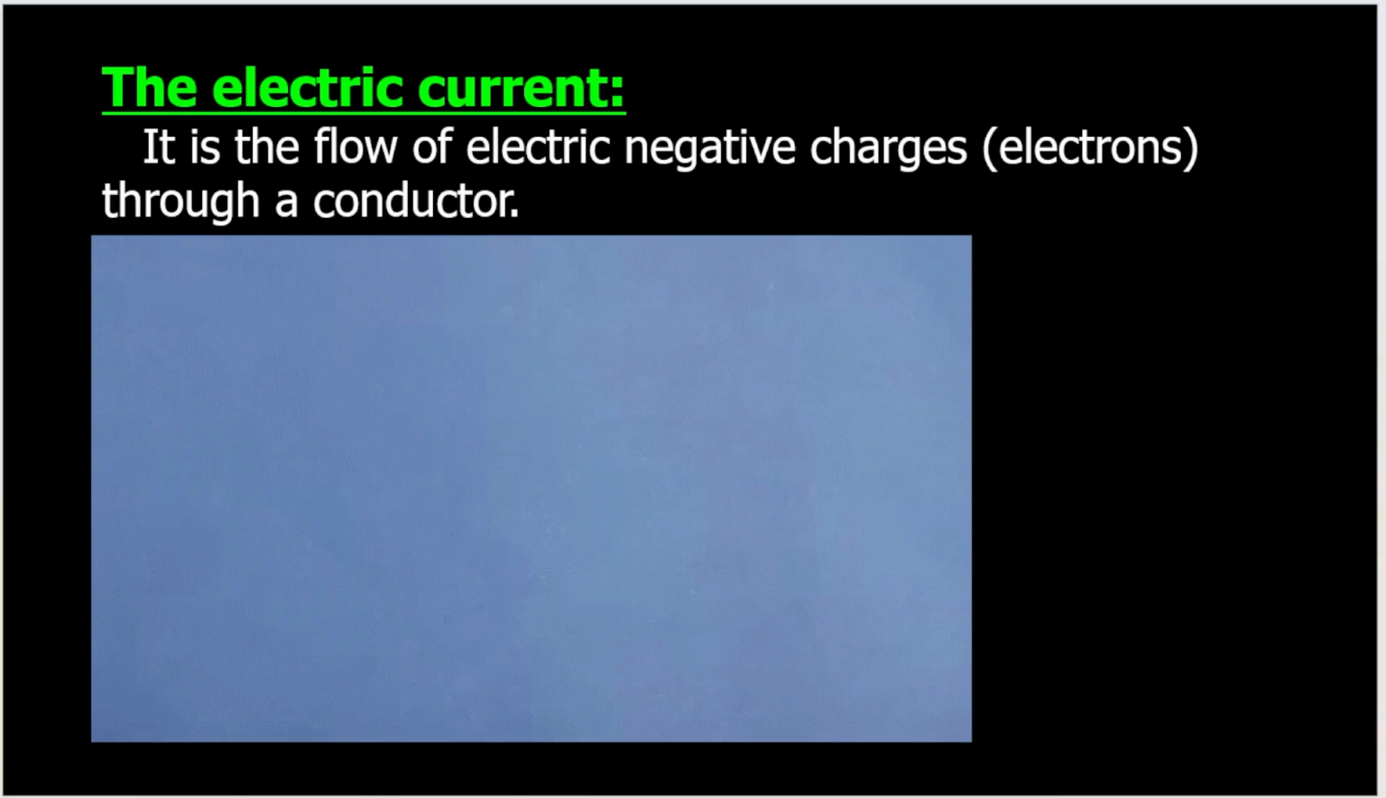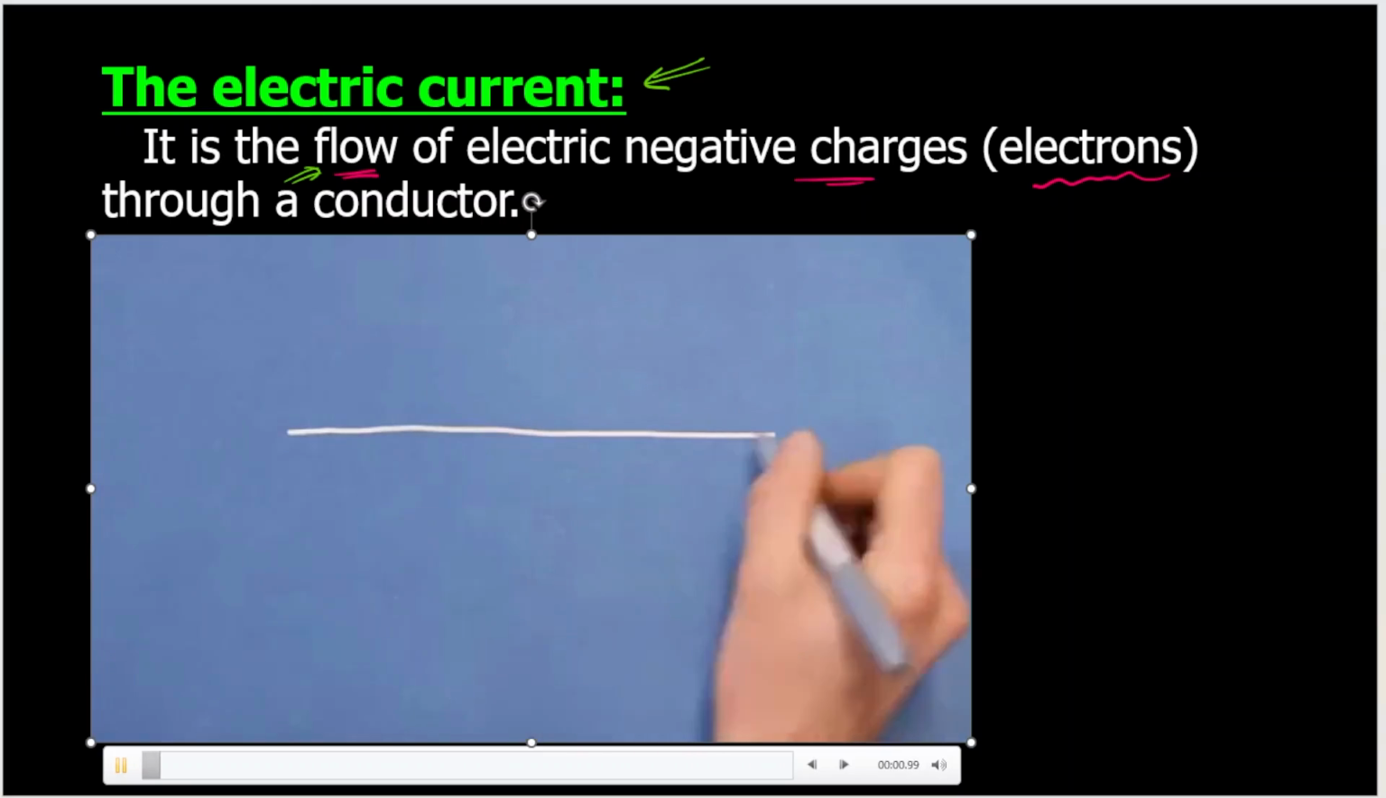So what's meant by electric current? Electric current is the flow of electric negative charges, which are electrons, through a conductor. So if we have a conductor, this conductor contains free electrons, free charges. When these free charges are moving, then we have electric current, like in this video.